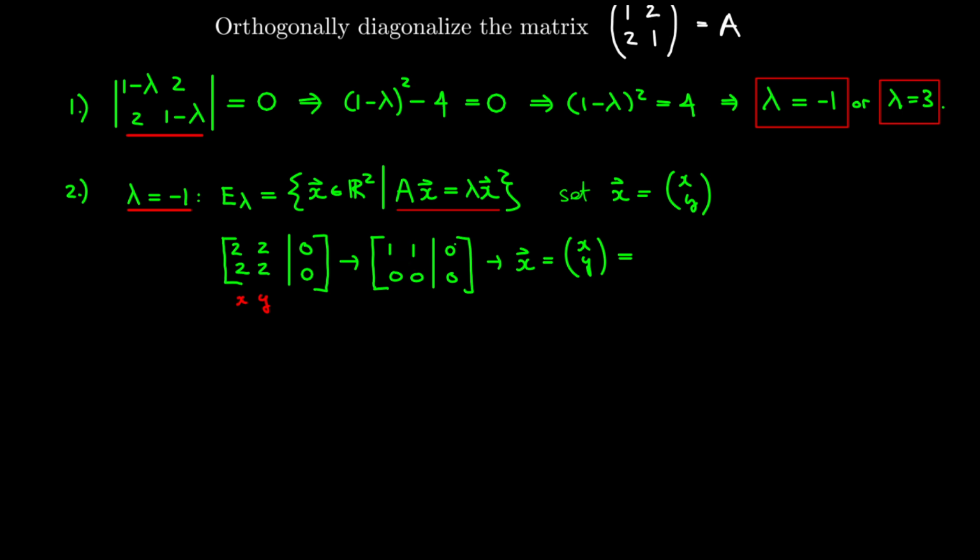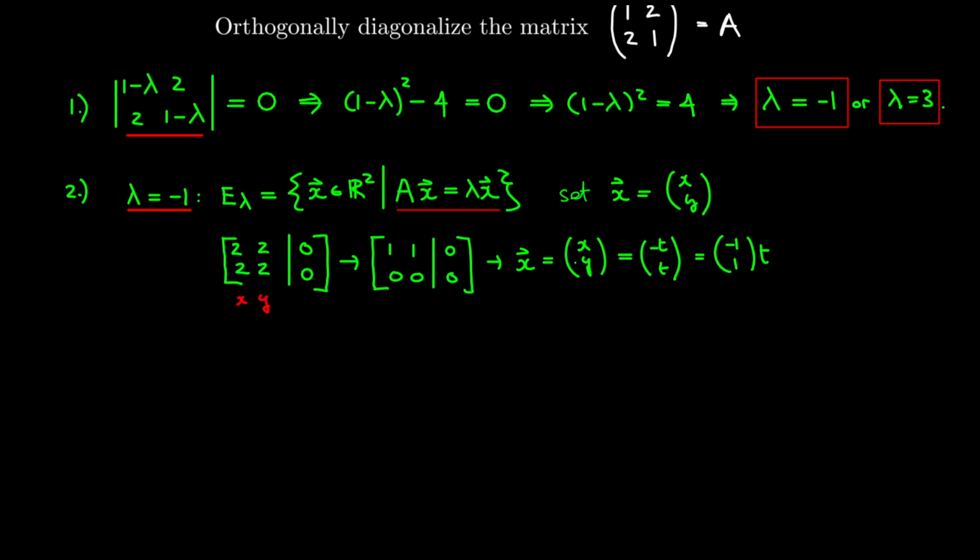So in other words, x is equal to -t. So we get -t, t, and so this is just equal to -1 times t. Okay, great. So we've just found what kinds of x's are in the eigenspace here. Okay, good.